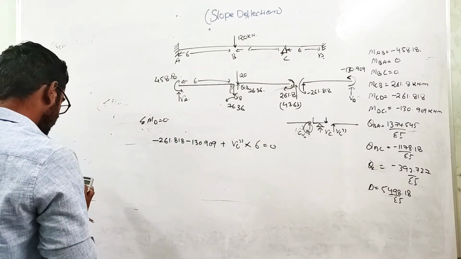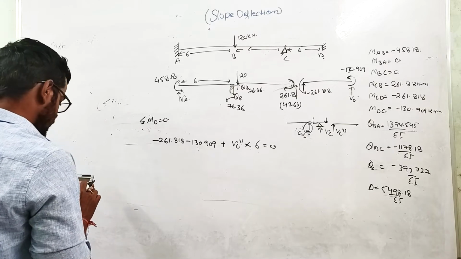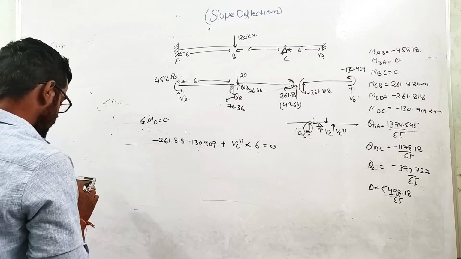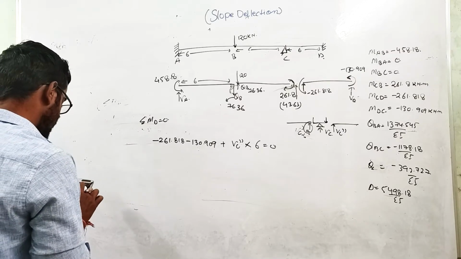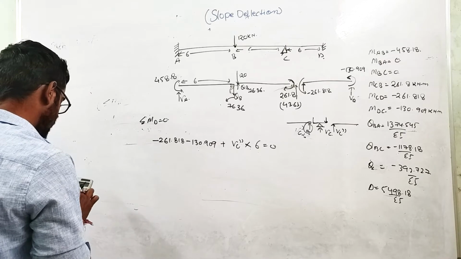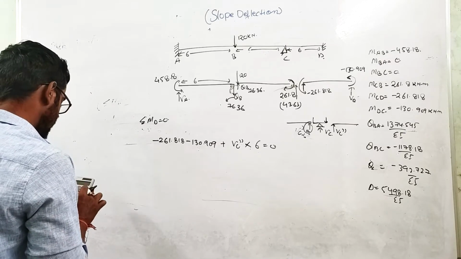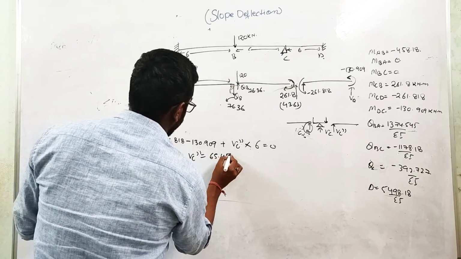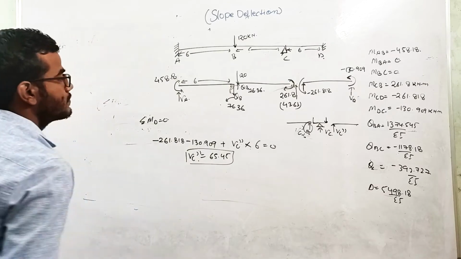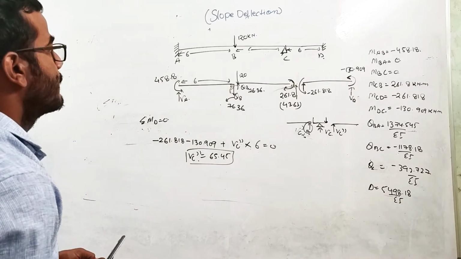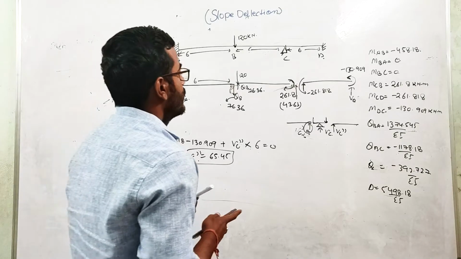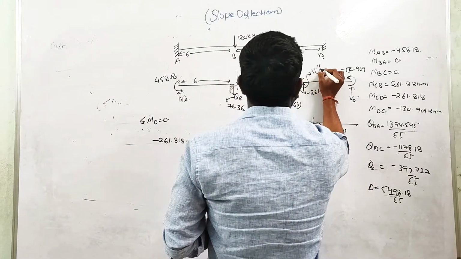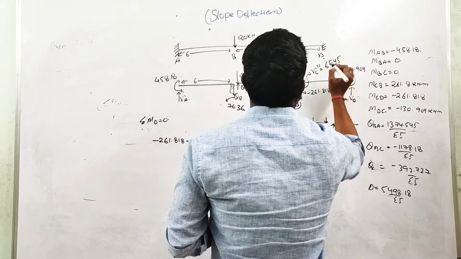So this value will be 261.818 plus 130.909 divided by 6. So this VC double dash will be equal to 65.45. So this vertical value is nothing but VC double dash equals 65.45.